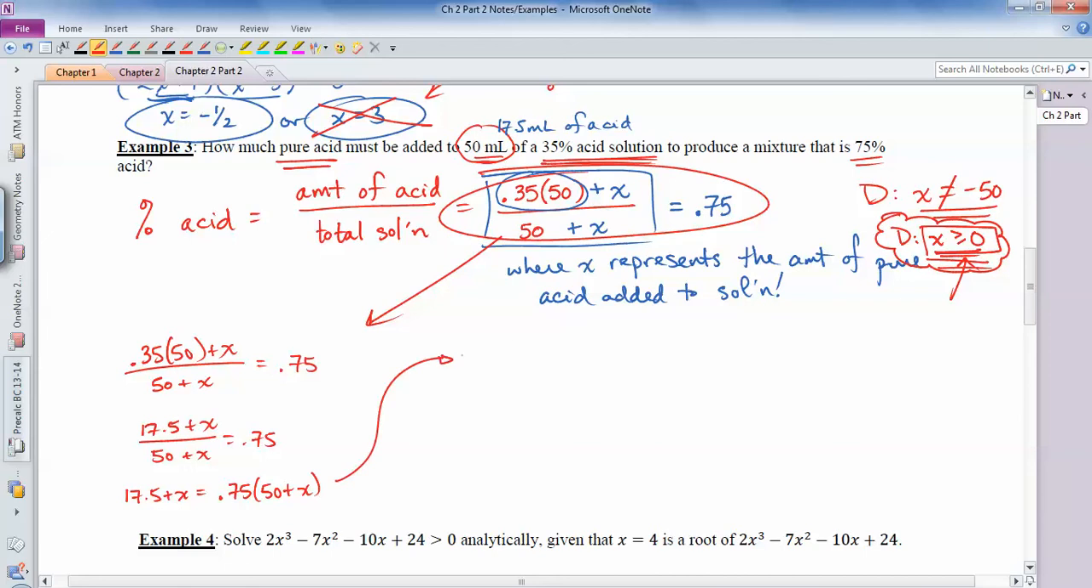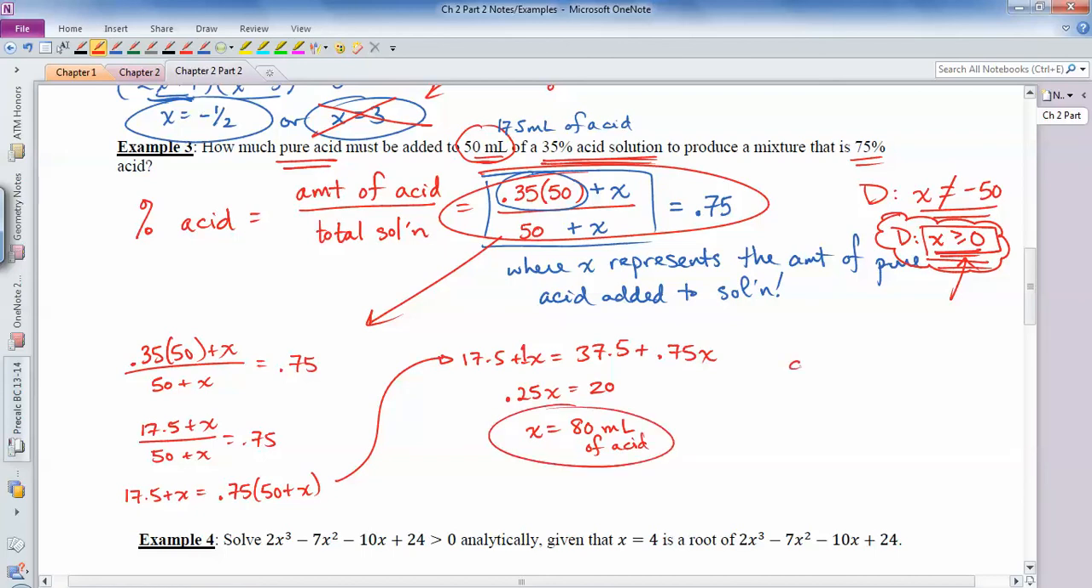If I distribute that 0.75, I am going to get 37.5 plus 0.75x. Now if I get all the x terms on one side, this is 1x here. If I subtract the 0.75x, I'll get 0.25x. And if I bring the 17.5 over to the other side, I'll get 20. And if I divide everything by 0.25, I end up with 80. So this suggests that I should add 80 milliliters of acid, because x was the amount of acid that I add. And x is positive, so that's good, it's in my domain.